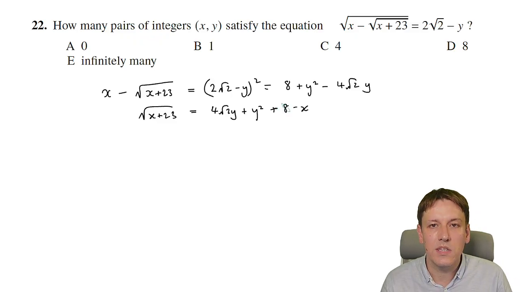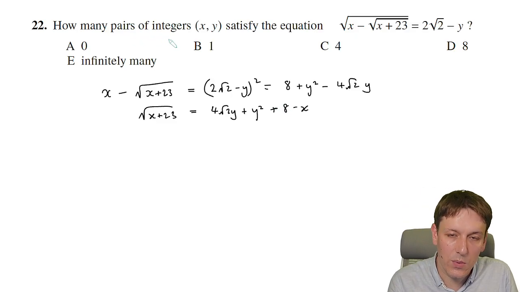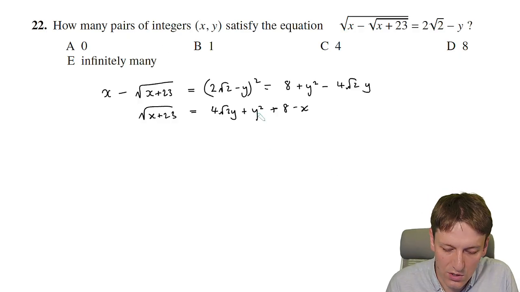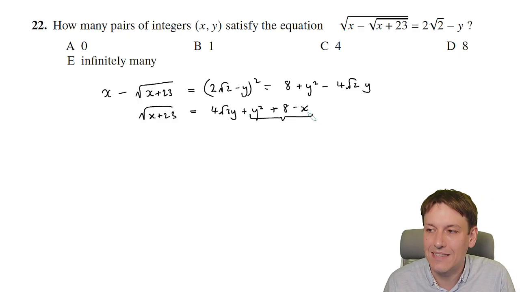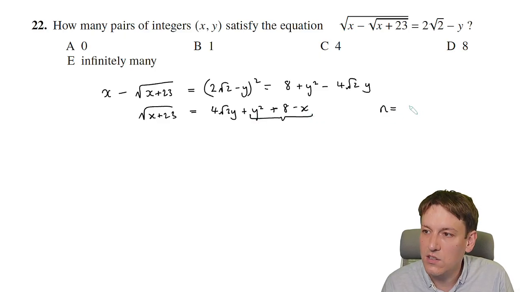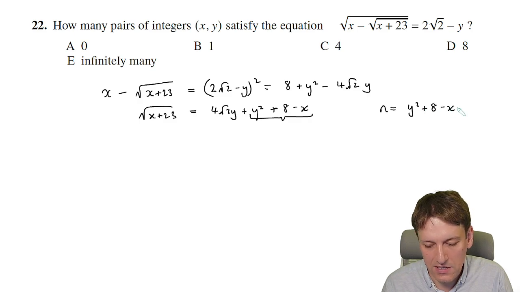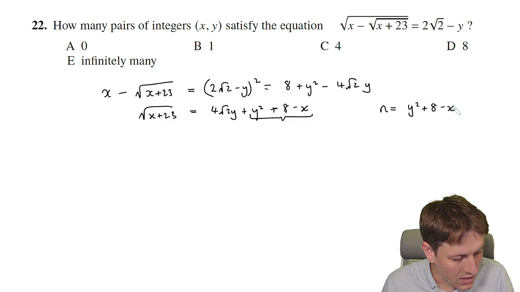And now at this point we think about the other important thing of this question, which is that we're looking for integer solutions only here. So in particular this expression here, y squared plus 8 minus x, must be an integer because x and y are both integers, and let's just call it n. I'm going to call y squared plus 8 minus x n just so I don't have to write it out as much.